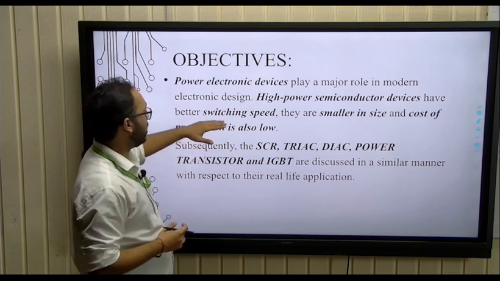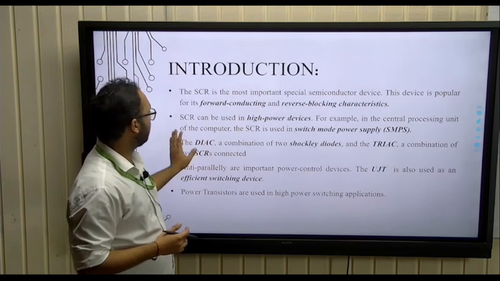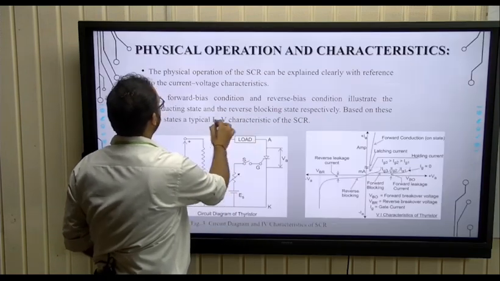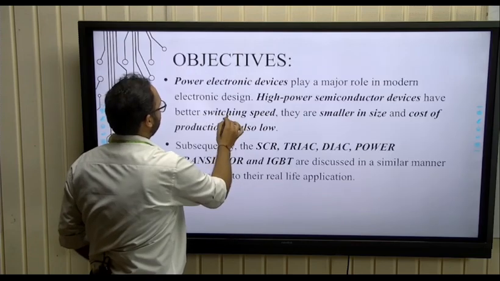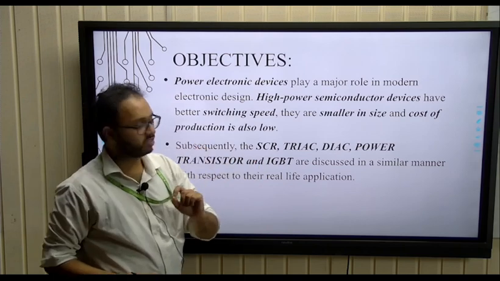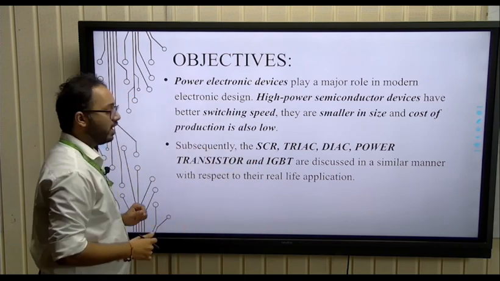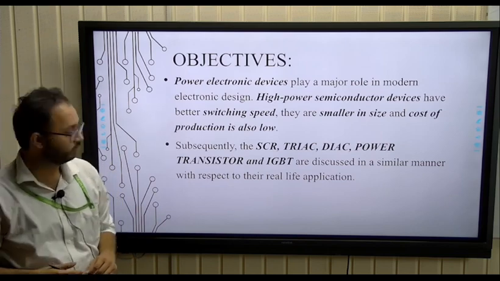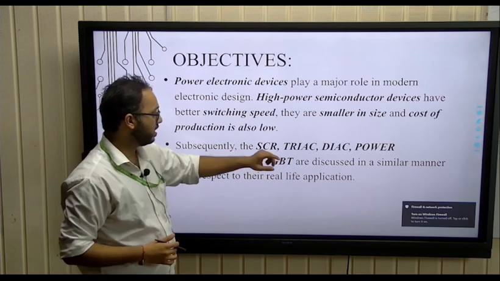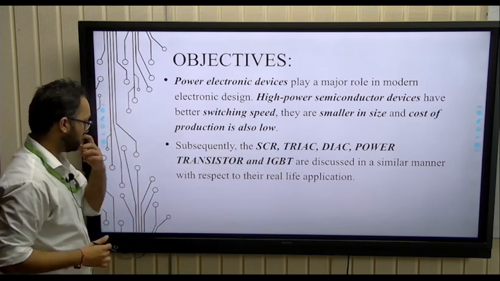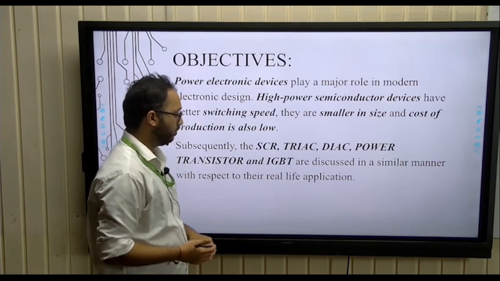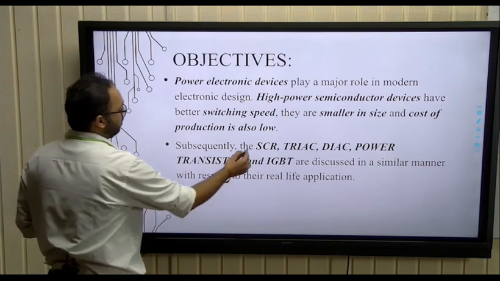Why do we use these? To have better switching speed, and they are very small in size, so they can be placed at many places, and their production cost is also very low. Okay, so what we have are subsequently SCR, triac, diac, and then power transistors. And the power transistors are of two types mostly, and their combination is IGBT. Okay, we will discuss them in a similar manner from now on.